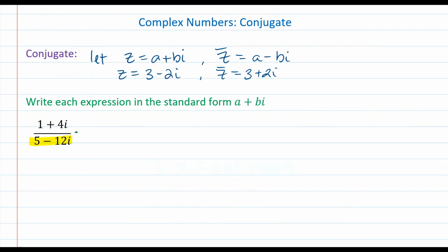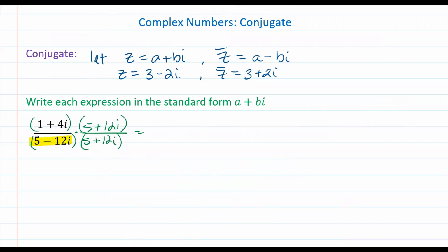To do that, we're going to multiply by the conjugate of the denominator. The conjugate of the denominator is 5 plus 12i. And we're going to multiply both the numerator and denominator by that complex number, because 5 plus 12i over 5 plus 12i is equal to 1. So we're not really changing the actual value, the actual number, but we are changing the way in which it looks. So let's go ahead and apply the distributive property to both the numerator and denominator in order to get our final answer in terms of a plus bi.